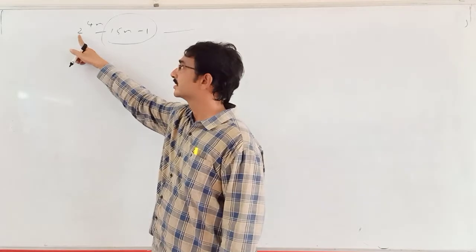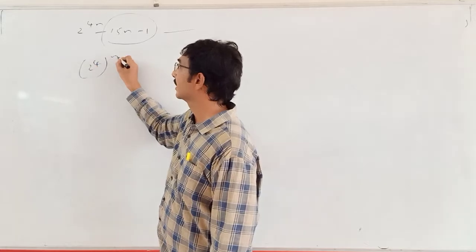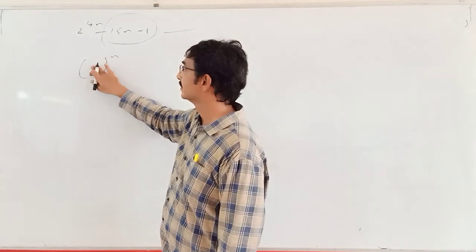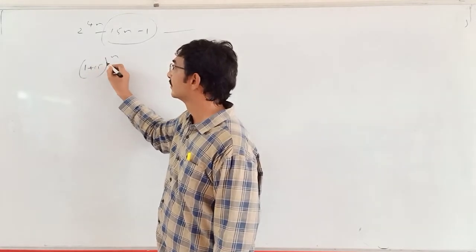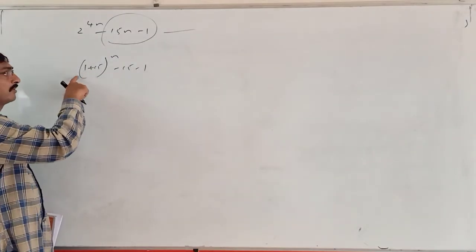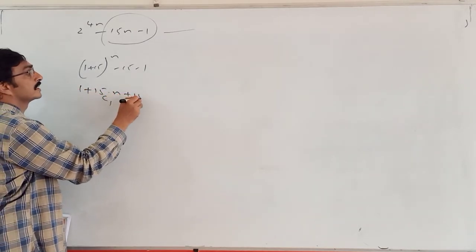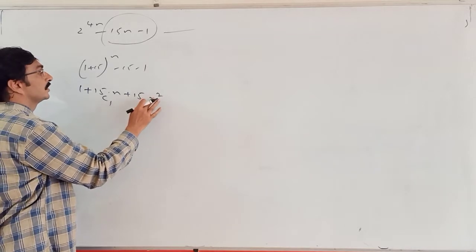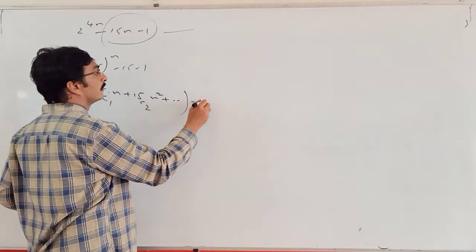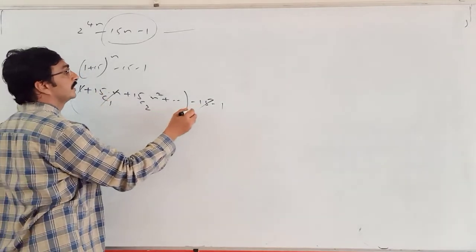So 2 power 4n is 2 power 4, whole power n. 2 power 4 means 16, and again 16 is 1 plus 15. Now I am applying the formula 1 plus x whole power n: 1 plus 15C1 into n plus 15C2 into n squared and so on, minus 15n minus 1. So the 1 and 1 cancel.